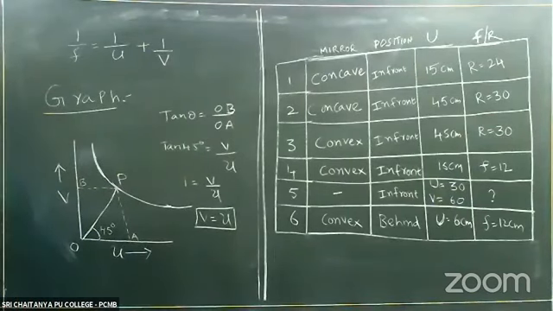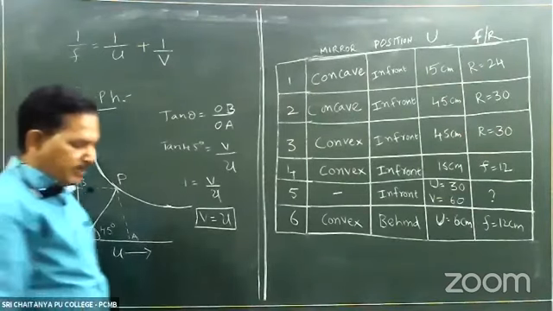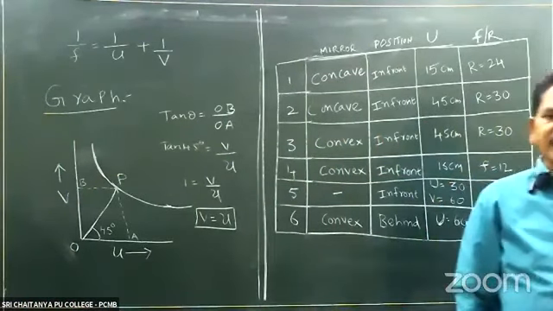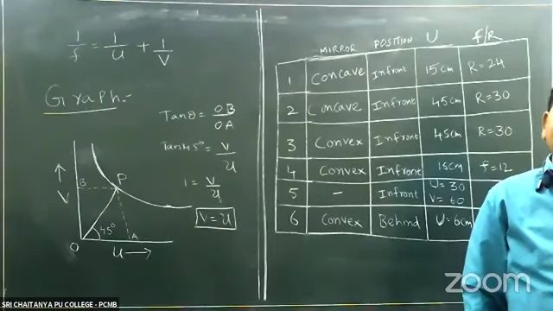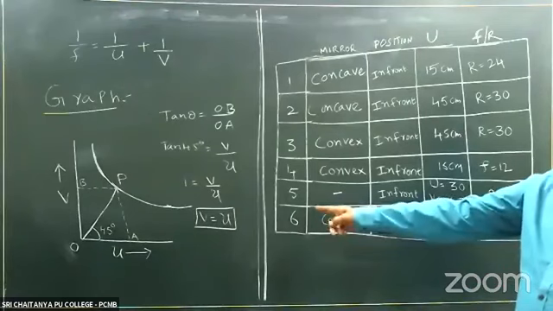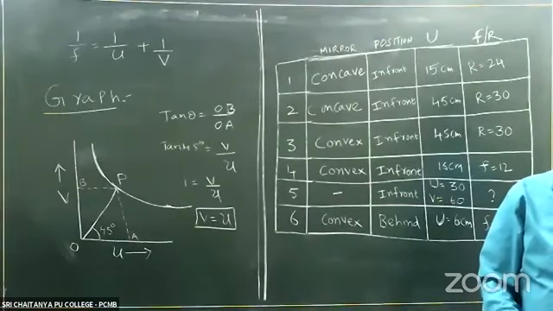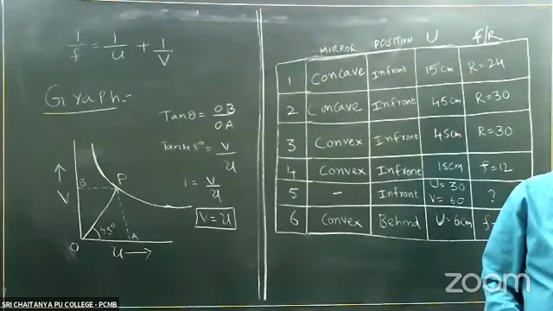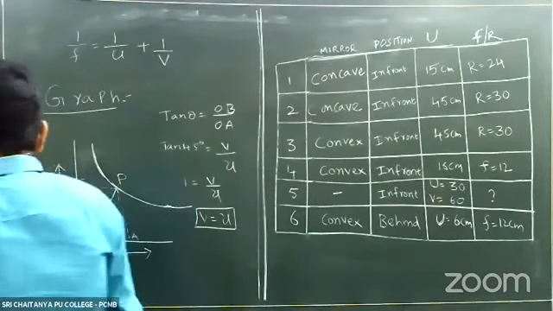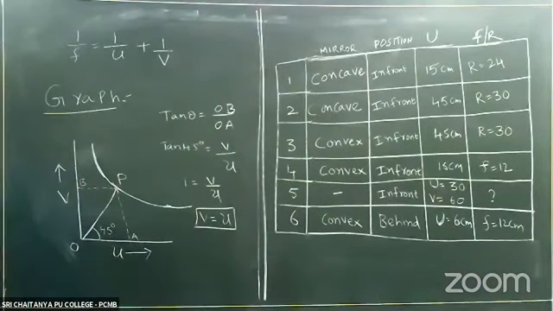At what point is the object distance equal to image distance? Yesterday we discussed the table of object position, image position, and nature of the image. When the object is kept exactly at the center of curvature, the image will also form at the center of curvature. If V is equal to U, meaning object distance is equal to image distance, in which position is that? When the object is kept at the center of curvature.